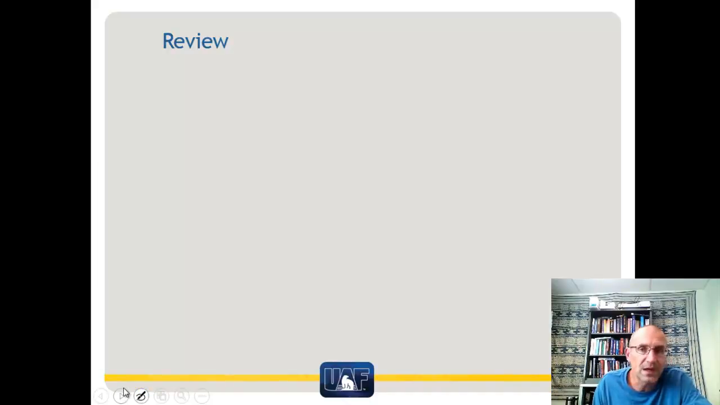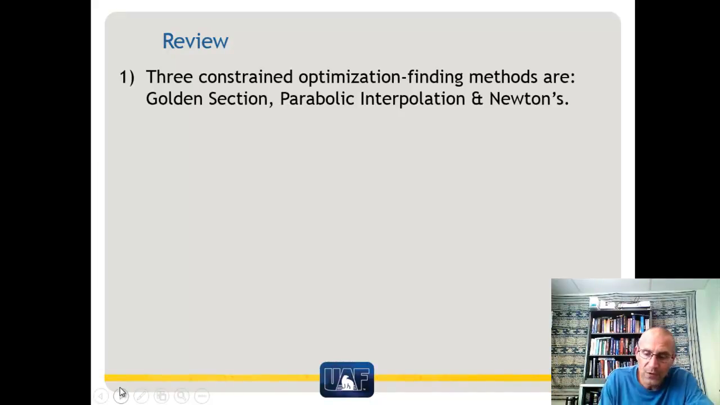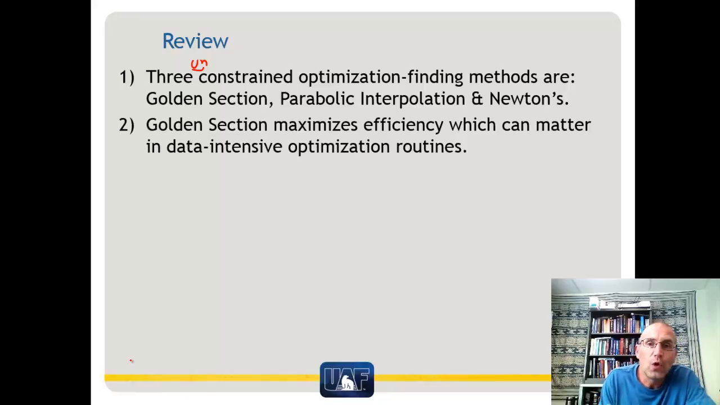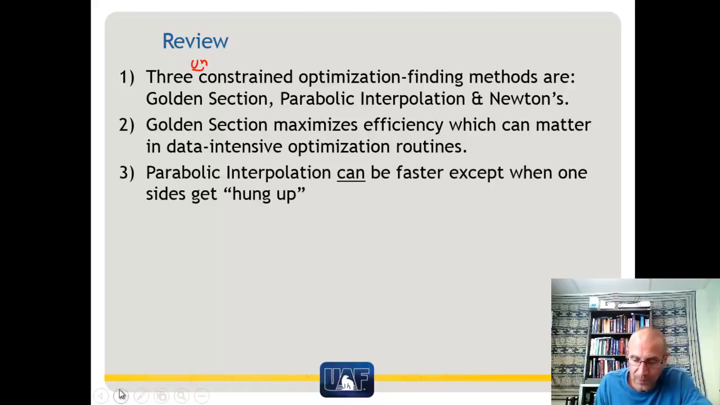All right, so let's review what we talked about in this video. First, we saw there's three unconstrained optimization finding methods. There's the golden section, the parabolic method, and Newton's method. Golden section maximizes efficiency, and that can matter in very data-intensive optimization routines. So again, I mentioned it seems a little simple in the homeworks that we do here, but it really matters in terms of image analysis, just to improve a few percent in terms of efficiency.